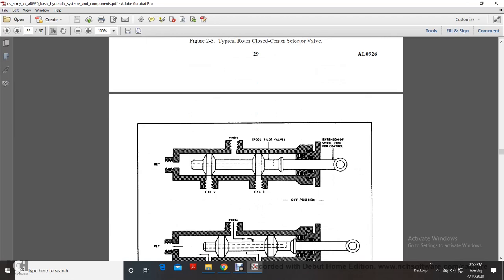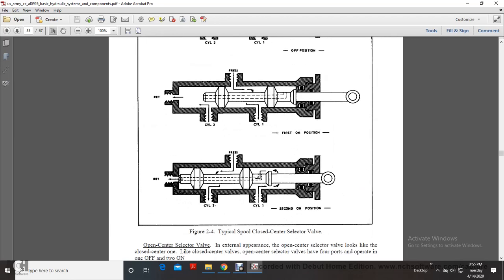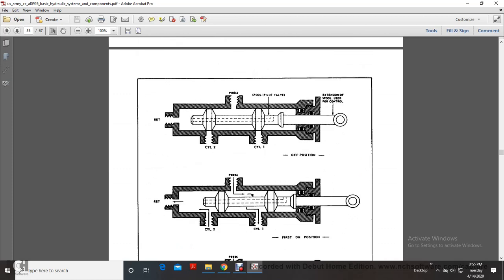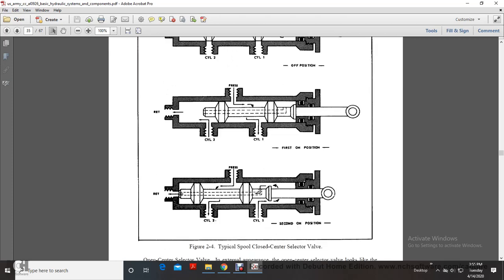All right, this shows your typical spool closed center selector. It shows the cylinder in the off position, piston, cylinder 1 and cylinder 2, the extension spool used for control. Pressure through cylinder 1, pressure through cylinder 2, second pump pressure.